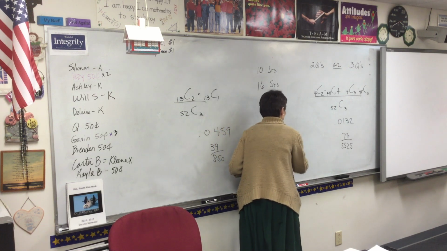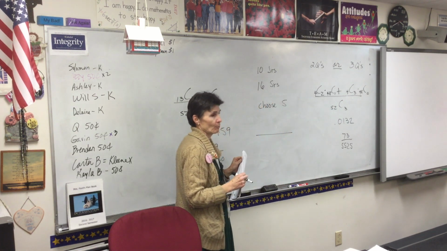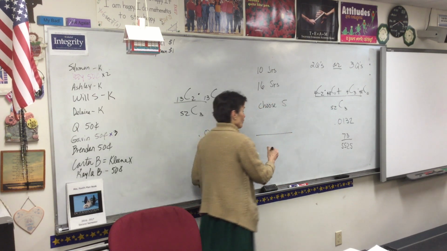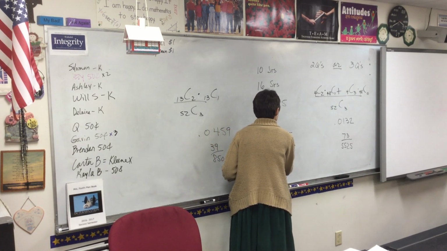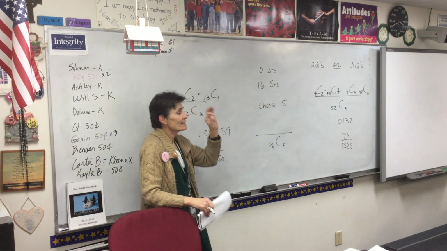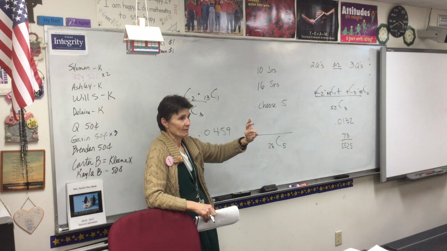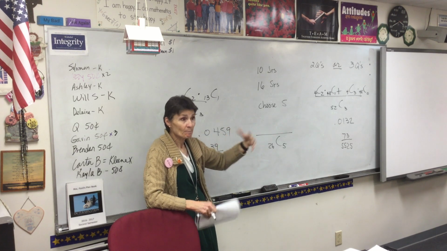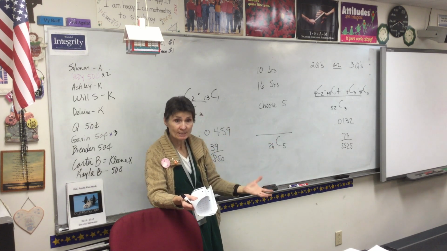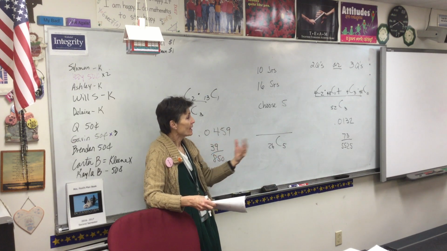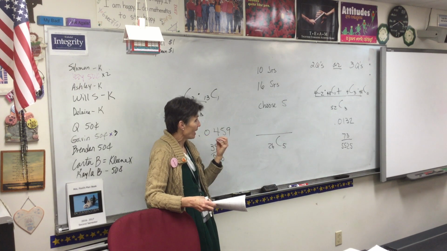So it's a probability question. What will my denominator be? 26C5. Perfect. Why is it 26C5? Because there's 26 people to pick from, like cards in the deck. There's 26 of them, and I am going to choose 5.